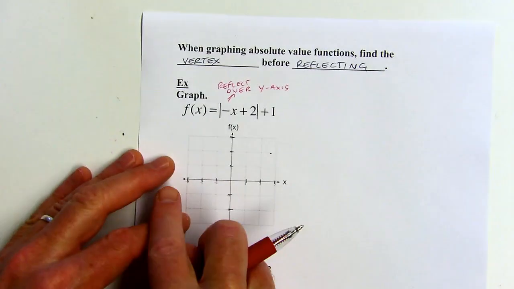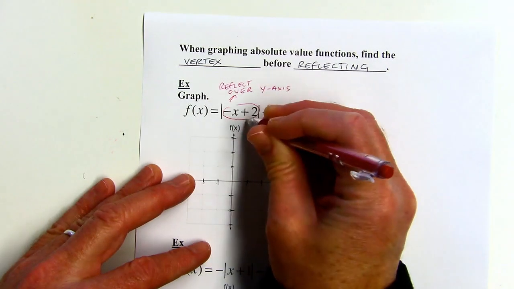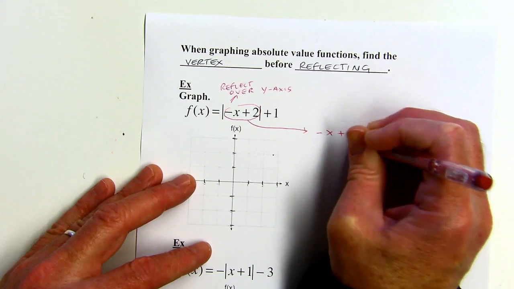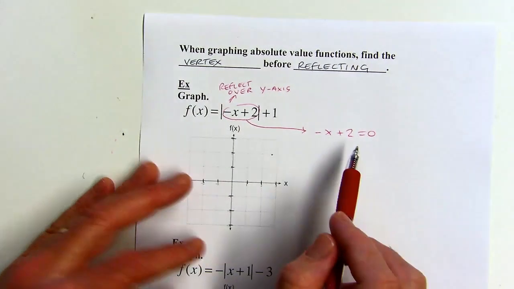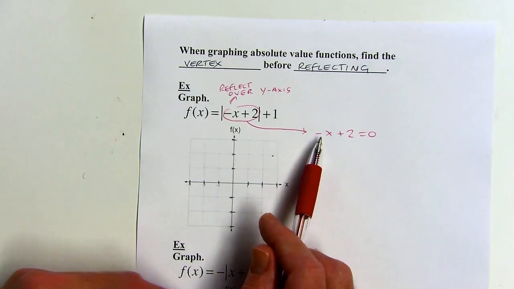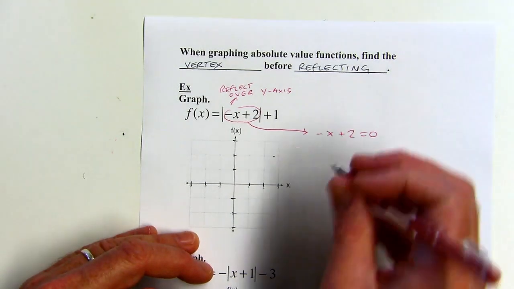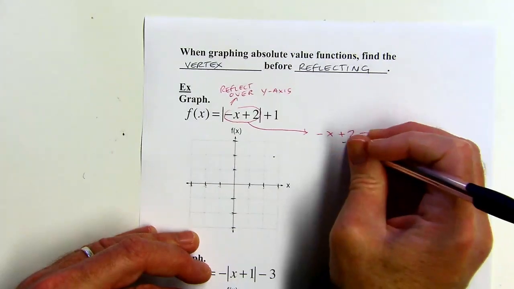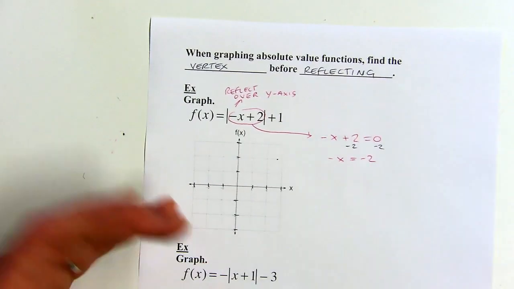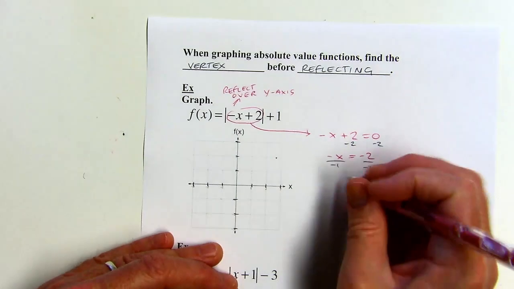The vertex is going to be reflected, which means all the other points will too. But if you just take the whole contents of the absolute value function and set that equal to 0, including the negative, then that will take care of the reflection, and I won't have to worry about that because the negative is going to affect what this x value is. So I'm going to subtract 2 from both sides to solve for x. That means negative x will equal negative 2, but I want positive x, so I'm going to divide by negative 1, and then x equals 2.